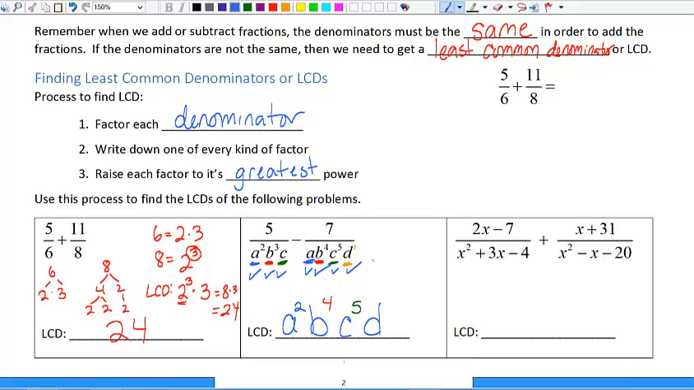Now on the third one, this doesn't look quite like the other two at all. But remember what the first step said. Factor each denominator. If the denominators were just numbers like the first one, factoring the 6 and the 8, that wasn't hard at all. We just broke it up into its factor trees. These are polynomials, but we can still factor them. The first one factors into x plus 4, x minus 1. And the second one factors into x minus 5 and x plus 4.